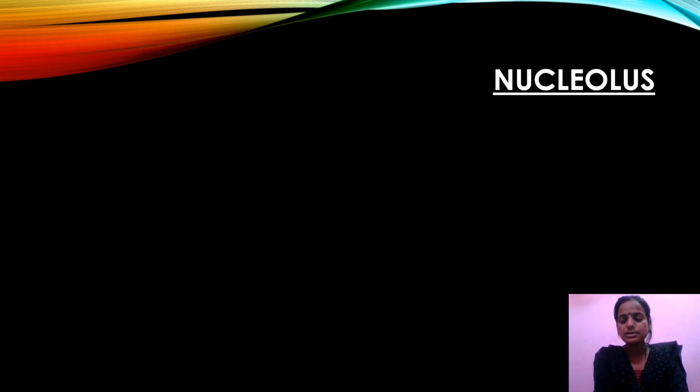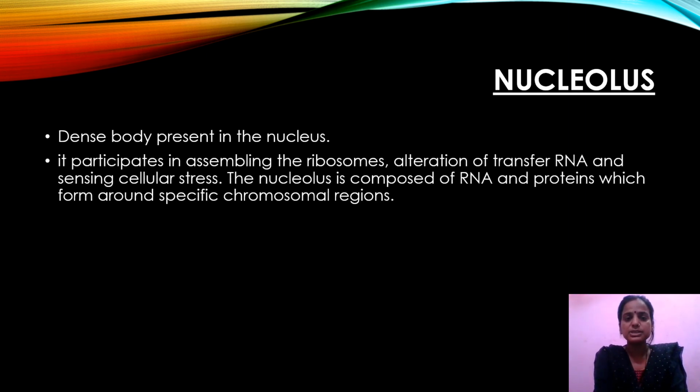Okay students, last but not the least, the nucleolus is also present, which is a very dense body present in the nucleus. What is the role of the nucleolus? I suppose you know that it helps in the production of ribosomes, or nucleoli are the ribosomal factories of the cells. Also, it helps in the alteration of transfer RNA and sensing cellular stress. What makes up the nucleolus? It is composed of RNA and proteins which form around specific chromosomal regions.